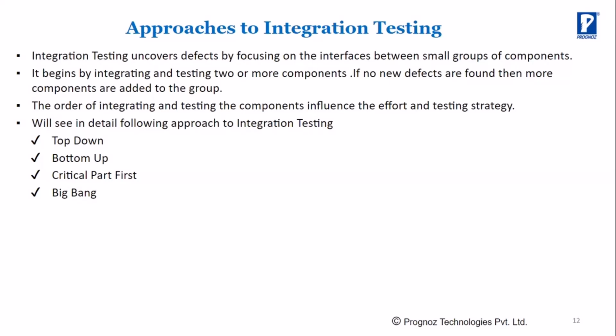So there are 4 approaches. टॉप डाउन, नेम सजेस्ट कि क्या है, कौन सा मेथड यूज करें. टॉप डाउन मतलब फर्स्ट प्रायोरिटी गोज टू टॉप मॉड्यूल, देन डाउन मॉड्यूल. Bottom up, critical part first, and big bang. So these are the 4 approaches they are using. Correct? So we'll see one by one.